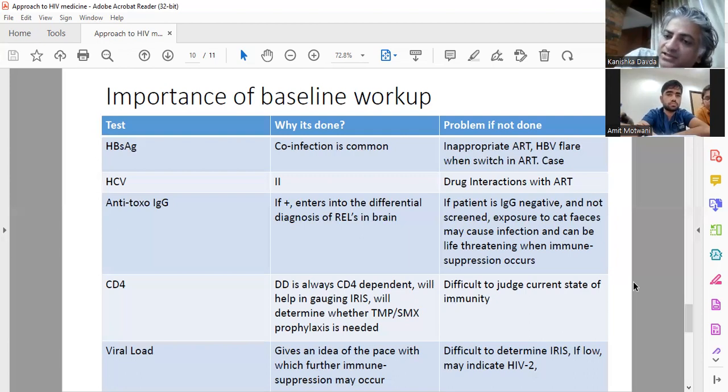So if the anti-toxo IgG is negative, then it helps you in the differential later on, saying that, okay, this ring enhancing lesion in the brain cannot be toxo. Secondly, if the person is anti-toxo IgG negative, then you want to keep him negative so that later on he may not develop this. So you'll also counsel him to avoid cat exposure and feces and all.